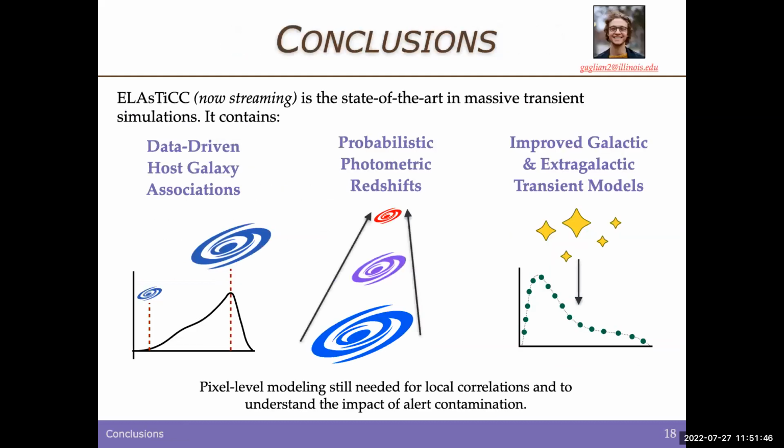So I'll just conclude by saying Elastic is right now the state of the art in massive transient simulations. We're really excited about it. There are the 3 main points that we've contributed to the models from Plastic, and the data is streaming now. We want to figure out how to do pixel modeling. It's maybe the next step in the pipeline, but we're excited to hear what questions you may have. And I'll stop there and say thanks for your attention.